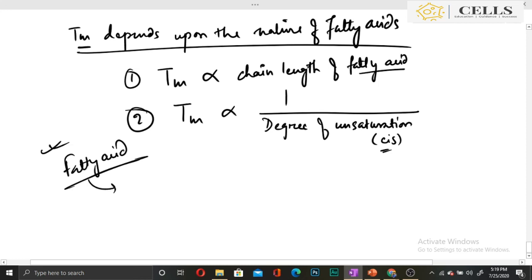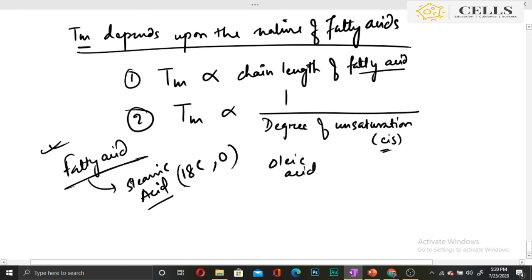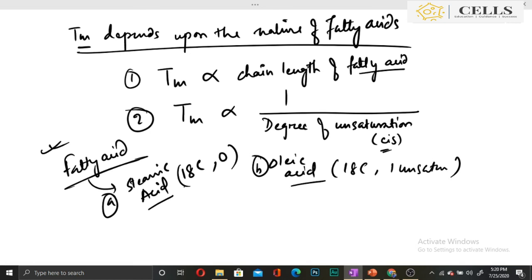Suppose we have a fatty acid like stearic acid. I am giving you all the details, you just tell me. Stearic acid is 18 carbon and 0 unsaturation. And we have oleic acid, that is also 18 carbon with 1 unsaturation. So this is A and this is B. Now tell me in the comment box which fatty acid will have a higher melting point, A or B?